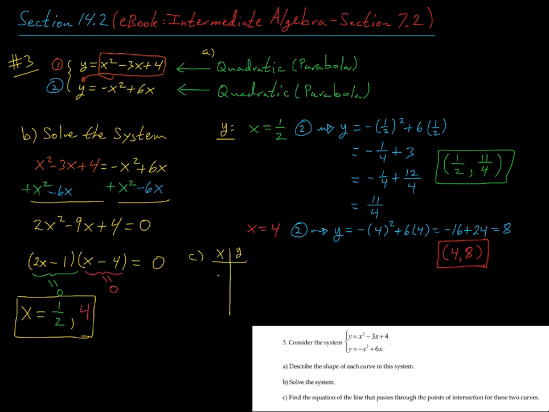And so I have the point 1/2, 11/4, and then the point 4, 8. So for our slope, how much is x going up? We're going from 1/2 to 4, so that's an increase of 3.5, or 7/2 as a fraction. And then for the y, we're going from 11/4 up to 8.